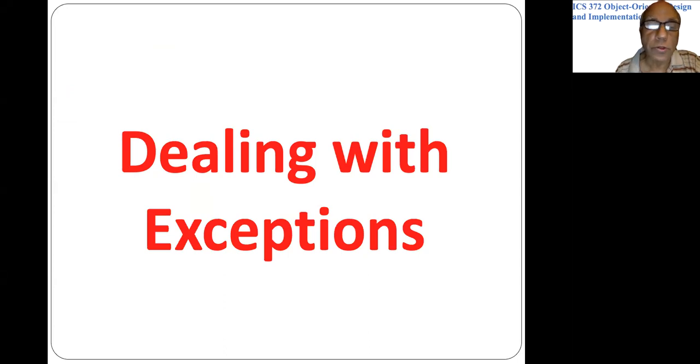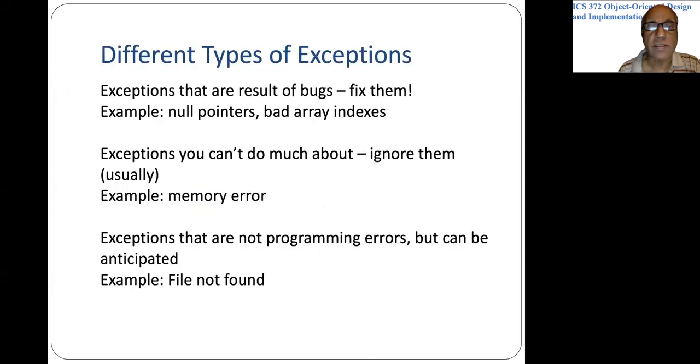So we are going to talk about exception processing. Exceptions are situations that occur in a program and can cause an issue. So let's see what kinds of exceptions we can have in a Java program. There are three types of exceptions.